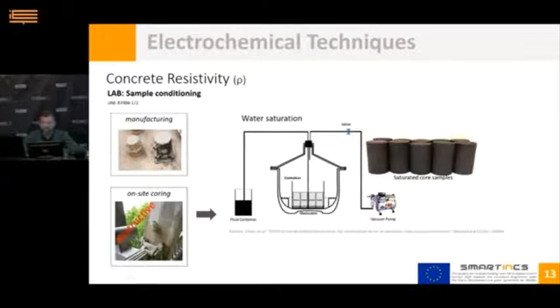To eliminate the variable of humidity, a conditioning process is required, which consists of saturating the specimens with water using a vacuum system. In addition, these tests are usually performed under controlled temperature in order to correct or eliminate its influence in the measurement.